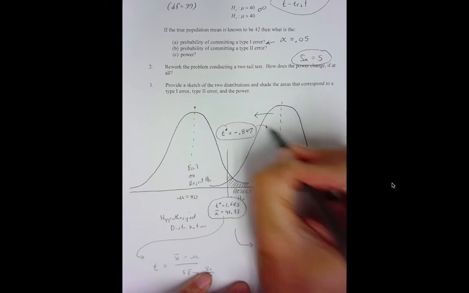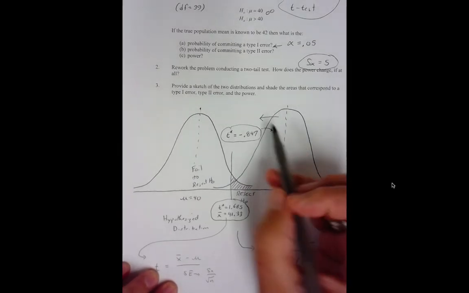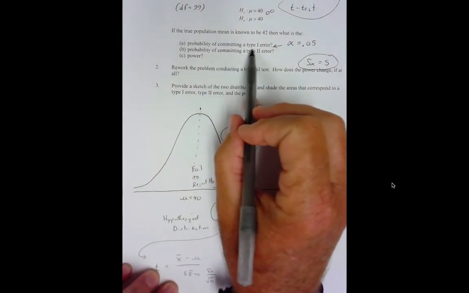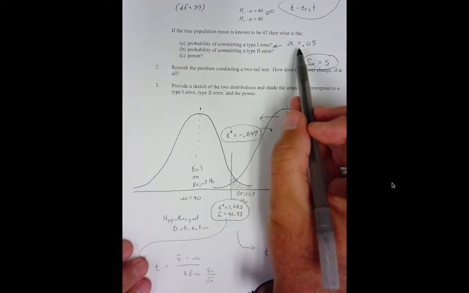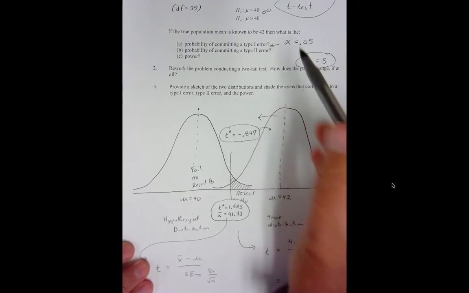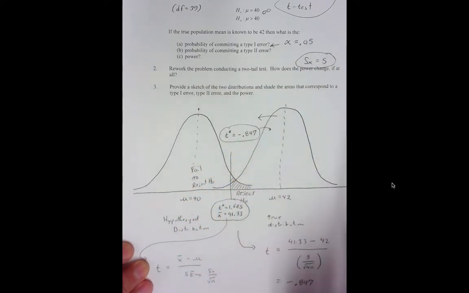In this distribution. Now, let's do some calculations. Let's go back to our drawing here. We know that the probability of committing a type 1 error, because we control that, is 0.05. That's the level of significance we state at the beginning of the test. What's the probability of committing a type 2 error?